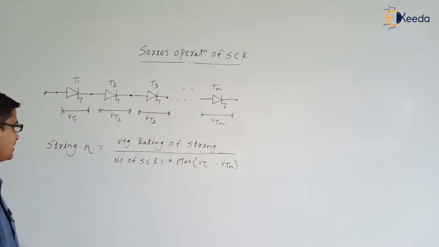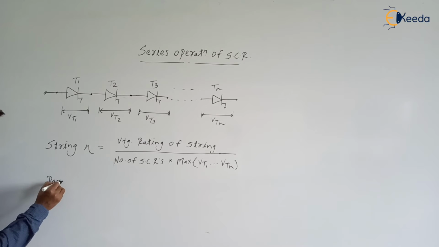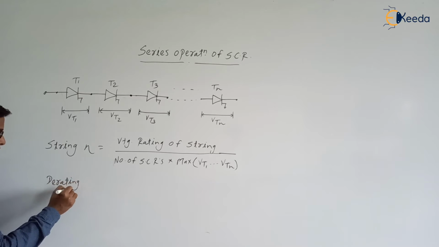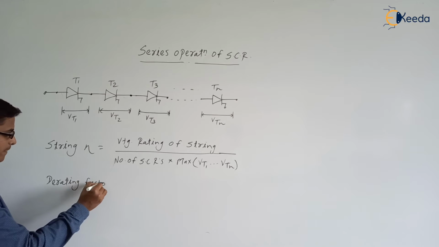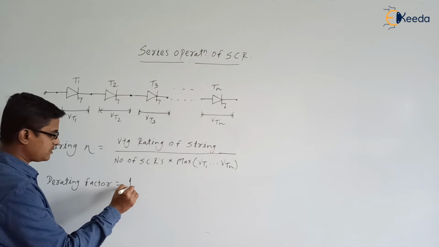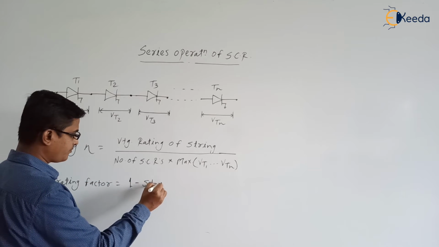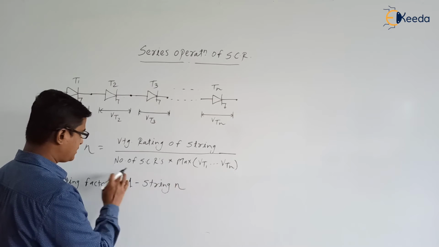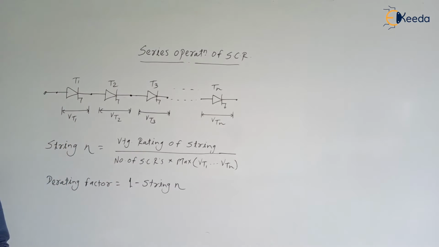Next, the derating factor is equal to 1 minus string efficiency. This is nothing but the derating factor.